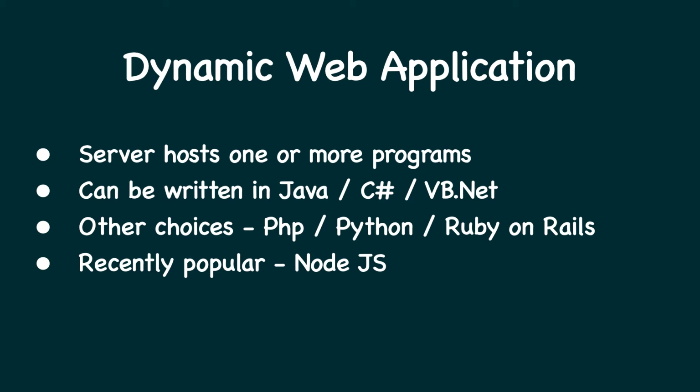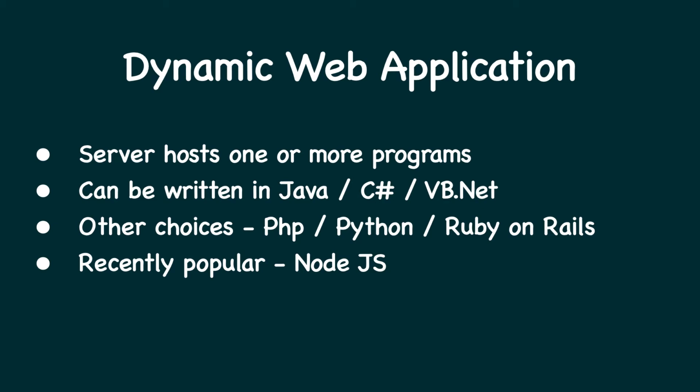And these programs can be written in different programming languages. Java is a very popular choice. And other than Java, you have the Microsoft .NET platform where you can use C# or VB.NET to code the server-side programs. There's PHP, Python, and in the last decade, Node.js has also become very popular. And in this course, we are actually trying to do the same thing using Java.